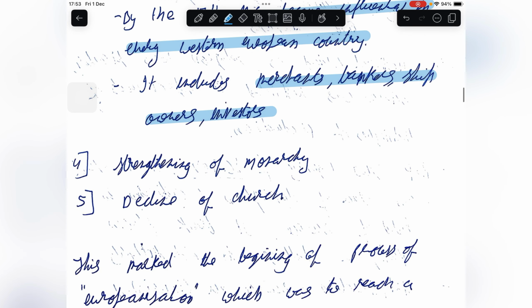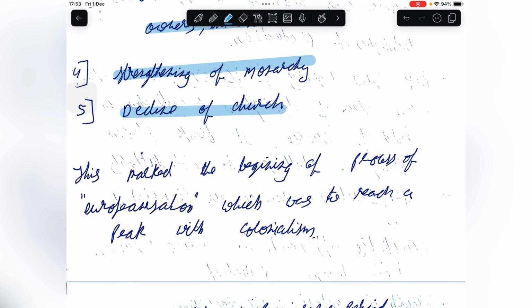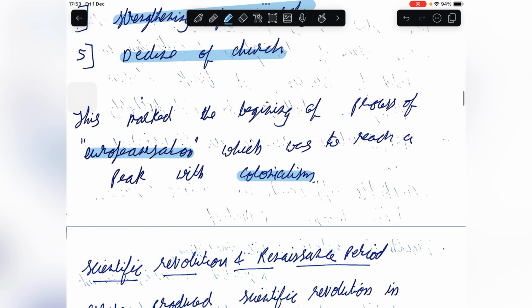Strengthening of monarchy. Yes, monarchy again became strong. But the important thing is that the church declined. This marked the beginning of the process of Europeanization, which was to reach its peak with colonialism. So the commercial revolution started the process of Europeanization, and it reached its culmination in colonialism.